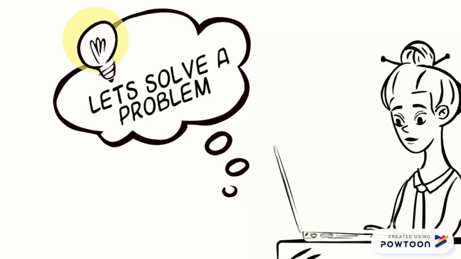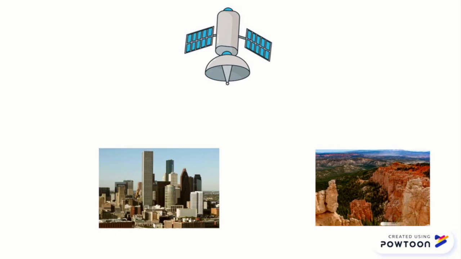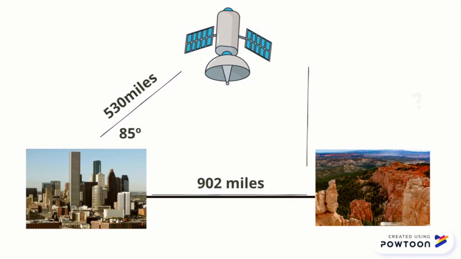Let's solve a problem. Scientists in Houston are trying to figure out the distance from a satellite to Cape Canaveral. They know that the satellite is 530 miles away from Houston at an 85 degree angle of elevation, and Houston and Cape Canaveral in a straight line from one to the other are 902 miles apart. How far is the satellite from Cape Canaveral?